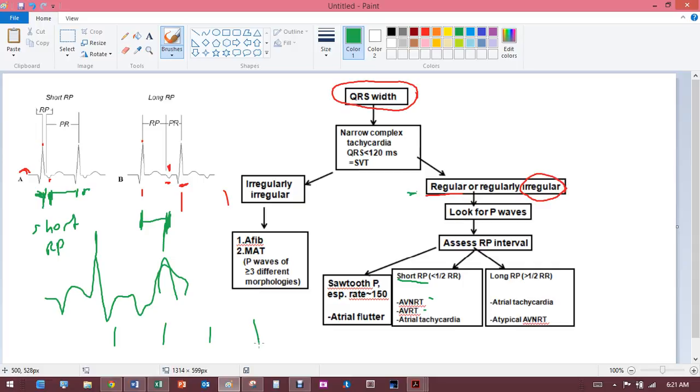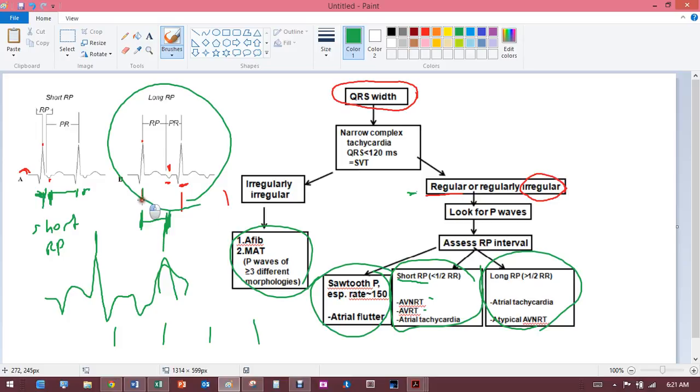However, going over here, I already talked about this one. We covered these two. We covered that one. The last thing I haven't covered is this long RP, where the RP is bigger than half of the R to R interval. So this guy right here, you see this instance where it goes R wave, and then there's a big piece of time here, and then a P wave fires. Then you're going to say, okay, this person must just have atrial tachycardia, or maybe an atypical AVNRT. And that's kind of an overview explanation of how this works.